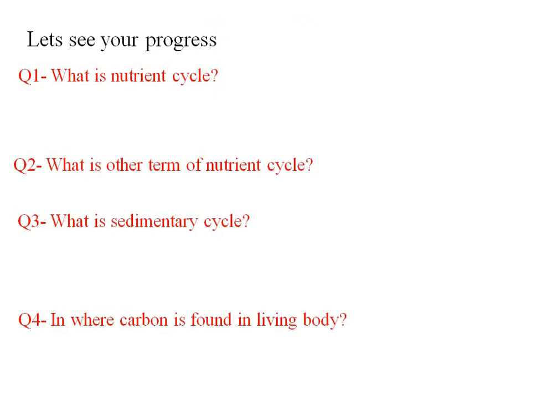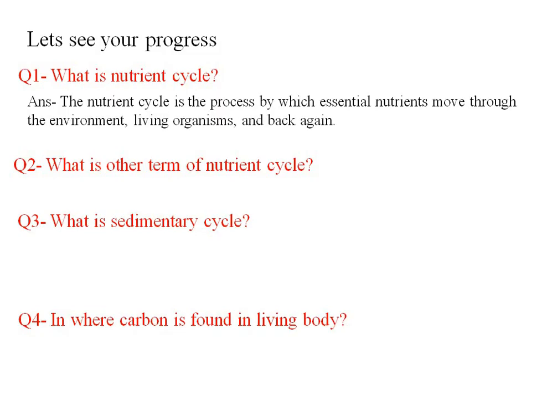There are four questions which we have already discussed in my class. One, what is nutrient cycle? Two, what is the other term for nutrient cycle? Three, what is sedimentary cycle? Four, in where is carbon found in the living body? The nutrient cycle is the process by which essential nutrients move through the environment, living organisms, and back again into the environment. What is the other term for nutrient cycle? Definitely, this is a biogeochemical cycle that I have already mentioned in the previous slide.